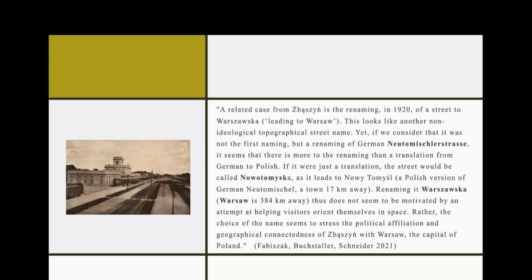means literally Nowy Tomyśl Street, Nowy Tomyśl being another little town in the vicinity, it would have been enough to simply translate its name into Nowotomyska, Nowy Tomyśl Street. Because it was a directional name, the street simply led to Nowy Tomyśl, which came to Poland. But what was done instead was a change to Warszawska, literally Warsaw Street.